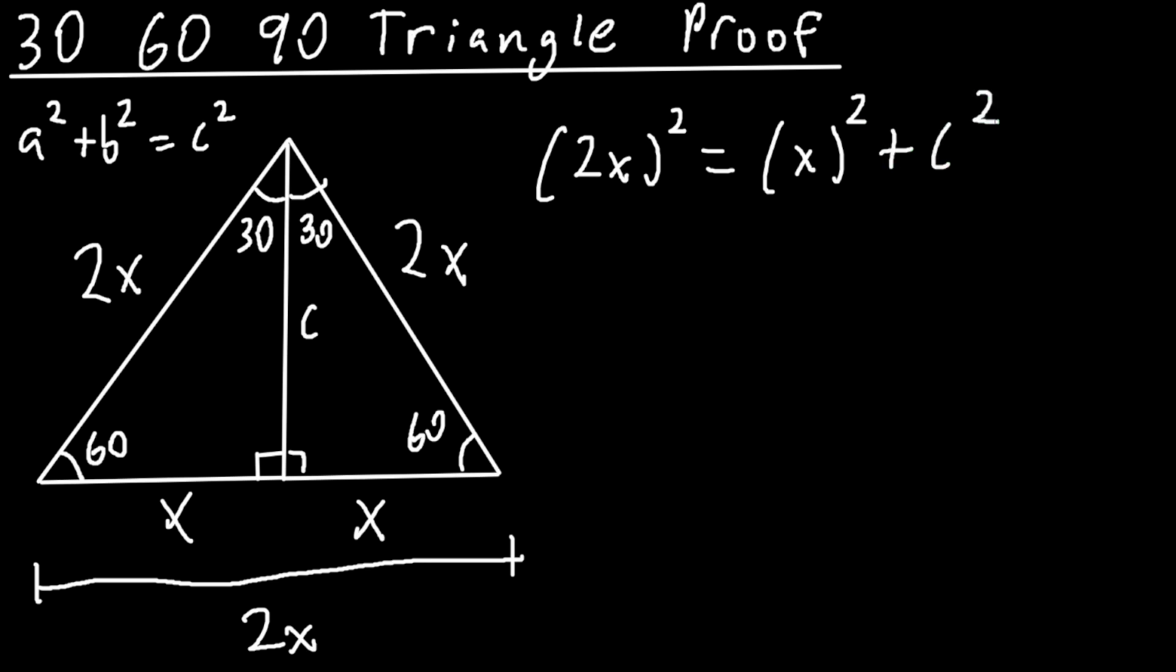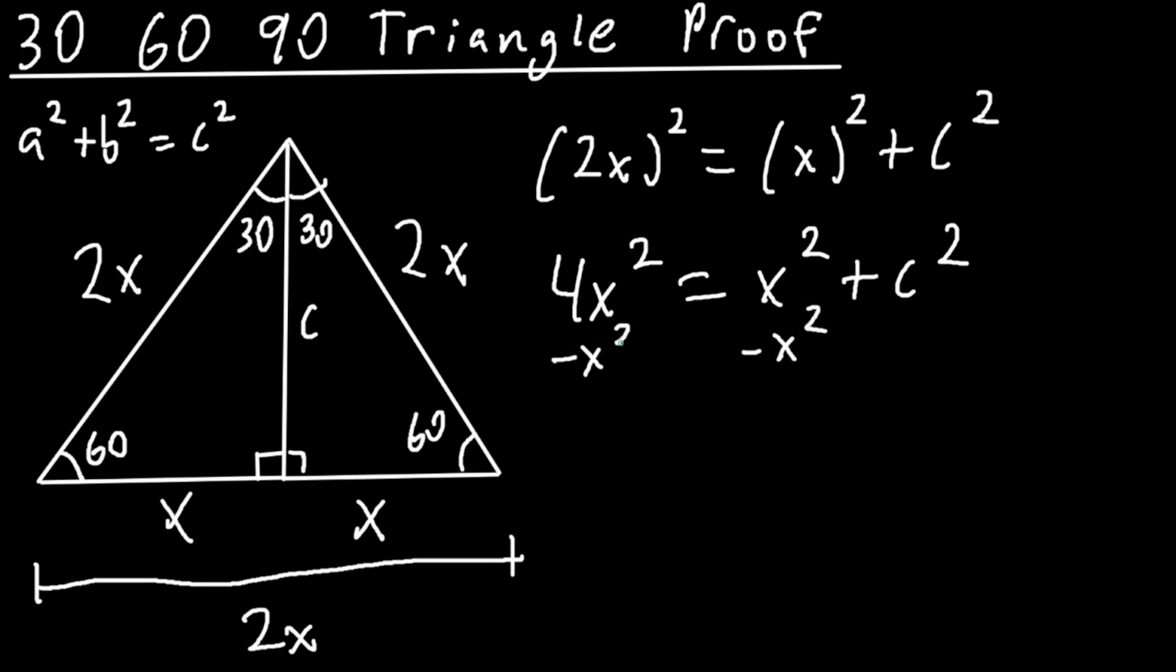Now, I've made this mistake before when doing quick math like this: I would say 2 squared, so this is going to be 2x squared. But you have to remember that when the exponent is on the outside, it's really 2x times 2x. So this ends up being 4x squared equals x squared plus c squared. Now I'm going to subtract x squared on both sides, so this will cancel out, and we have 3x squared equals c squared.